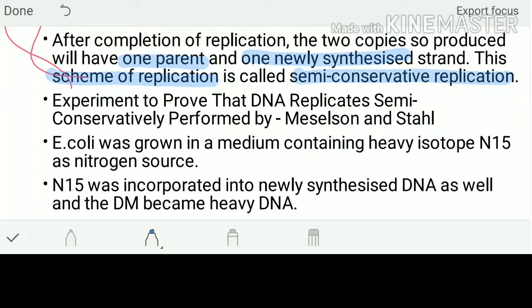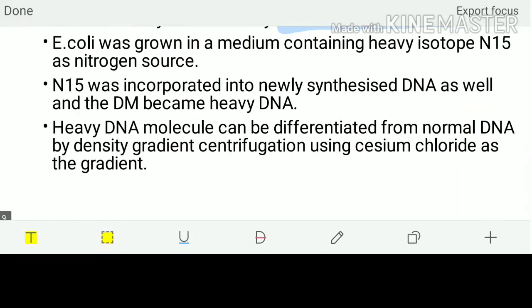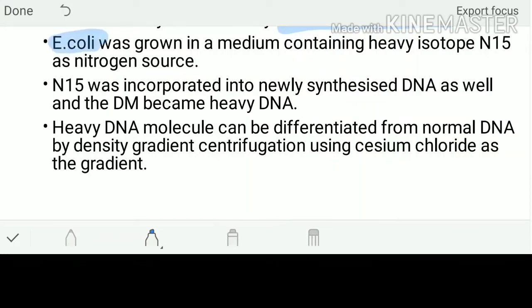Now, the experiment which proved that DNA replication is semi-conservative was proposed by scientists called Meselson and Stahl. They used one of the most important microorganisms of all time, none other than E. coli. Normally nitrogen is N14, but they used a medium containing the heavy isotope N15 as a nitrogen source.